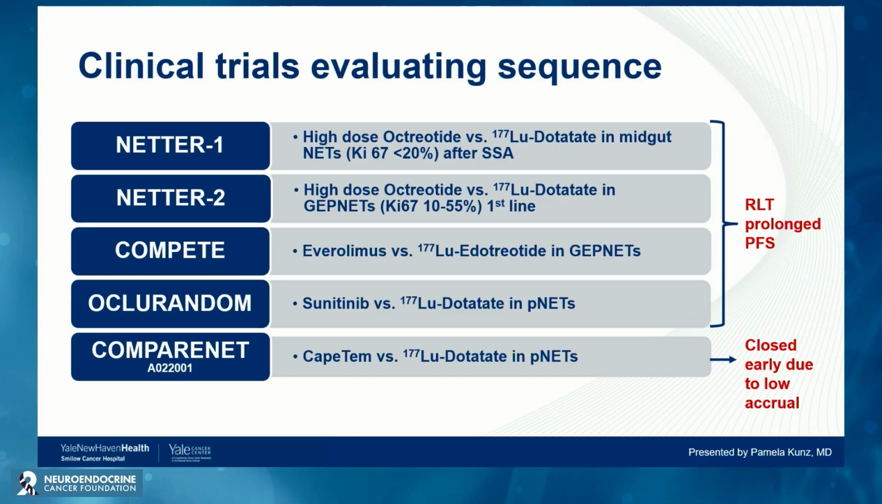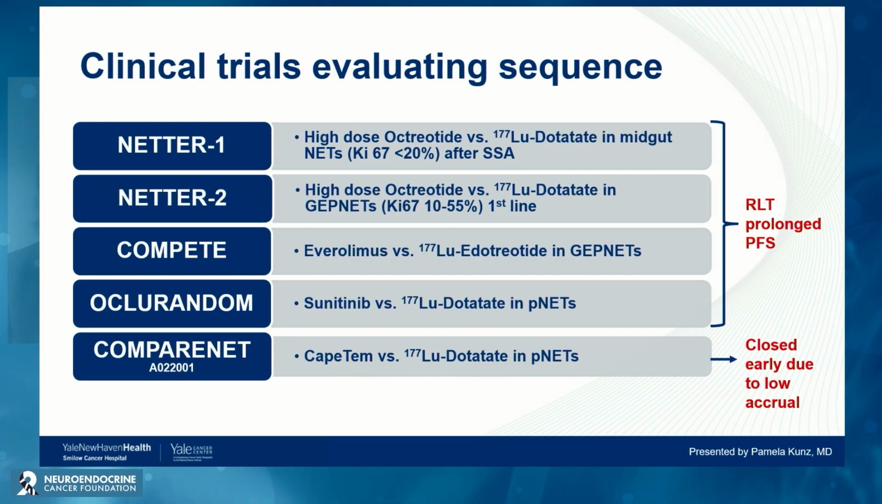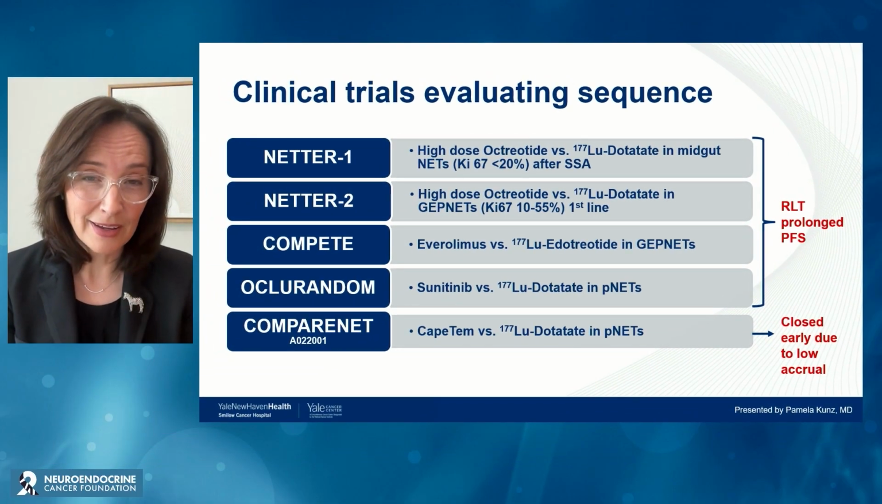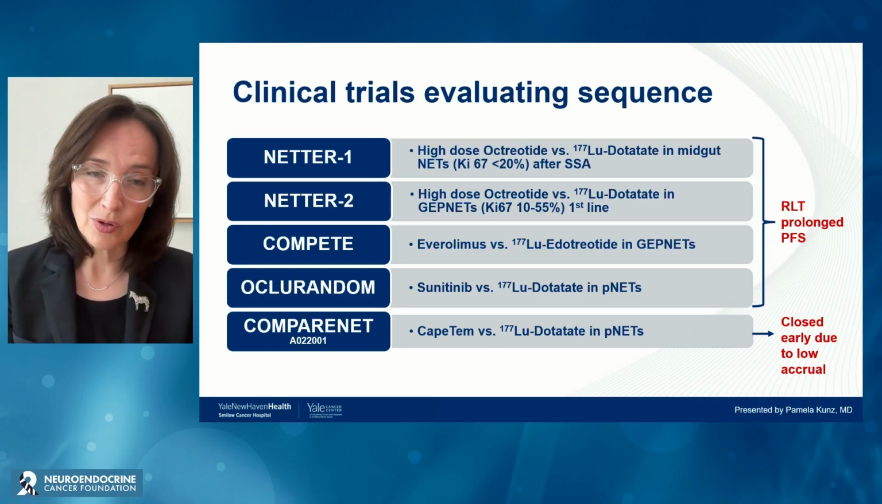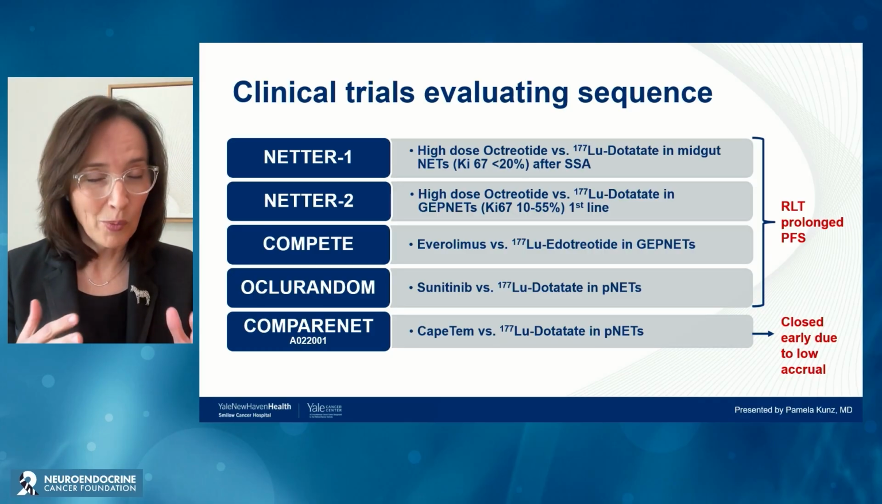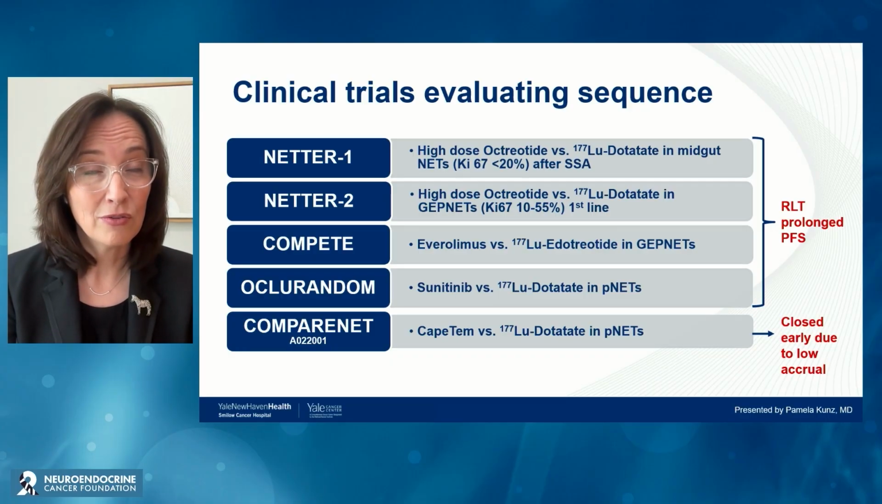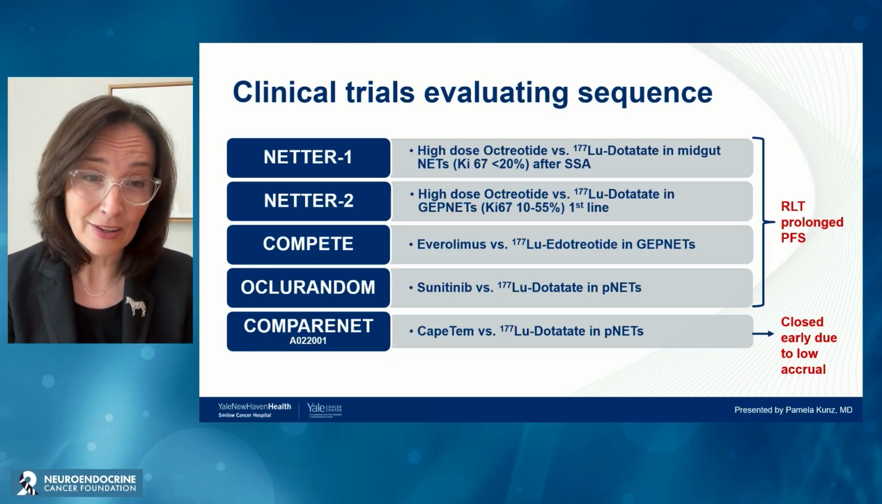I think importantly in COMPETE and OCLA-RANDOM, we know that ludotatate or luetitriotide did better than everolimus and sunitinib. So the way I use that information is I typically use everolimus and sunitinib a little bit later in a patient's treatment course. Sadly, the COMPARE-NET trial actually closed early due to low accrual. This was a national clinical trial network trial, which is conducted through the federal government. And sadly, we couldn't get enough patients. And so this is a very practical trial. I get asked for patients with pancreatic NETs, should we use CAPE-TEM or ludotatate? And this would have been a way to answer that. And sadly, we may not formally have a trial that gets at that answer.